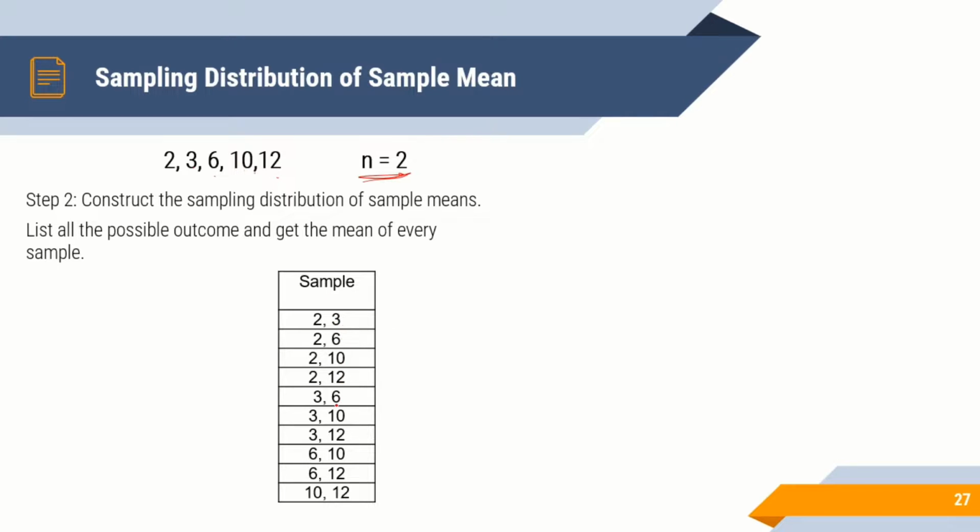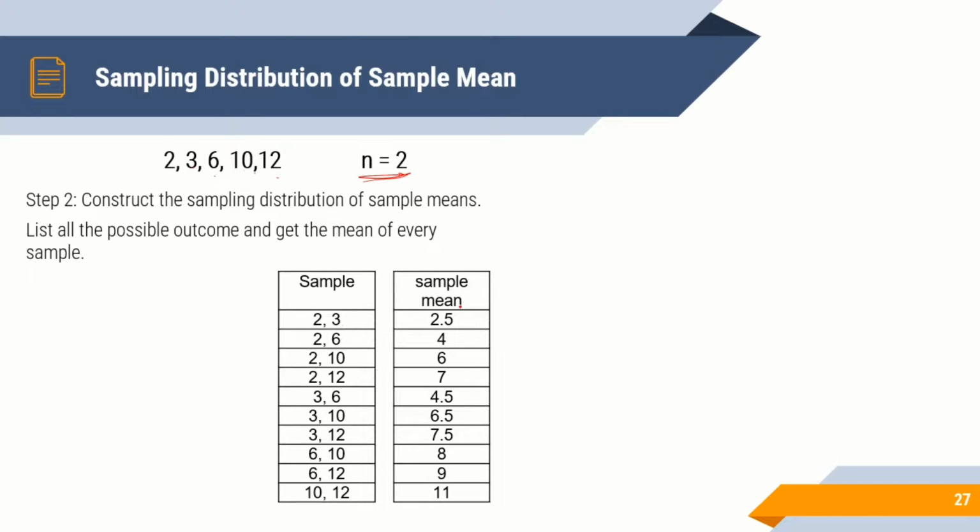Now, we get the mean of every sample. So, how did we get the sample mean? We add 2 plus 3, that is 5 divided by 2, that is 2.5. 2 plus 6 divided by 2, that's 4. 2 plus 10 divided by 2, that's 6. 2 plus 12 divided by 2 is equal to 7.